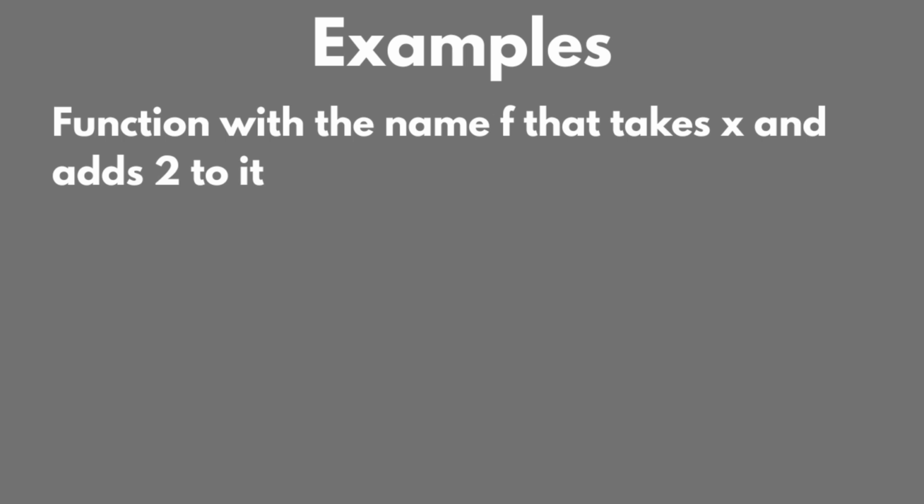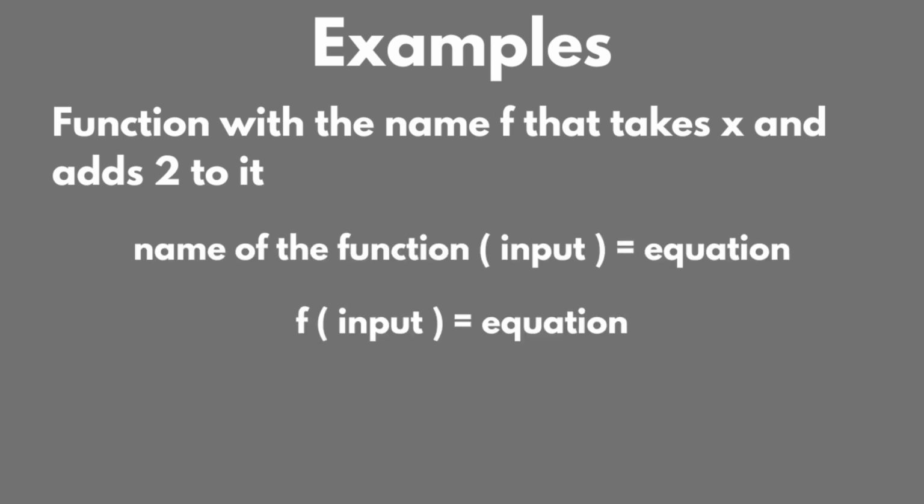If I have a function with the name f that takes x and adds 2 to it, the name of the function will be f. The input is x because it is going to take x and do something with it. And the process is the thing that we're going to do with it. In this case, it's adding a 2 to whatever our input is. Our input is x, so we're going to add 2 to x. So it is x plus 2. So as a result, we will have this equation. The correct way to read the final product is f of x is x plus 2.